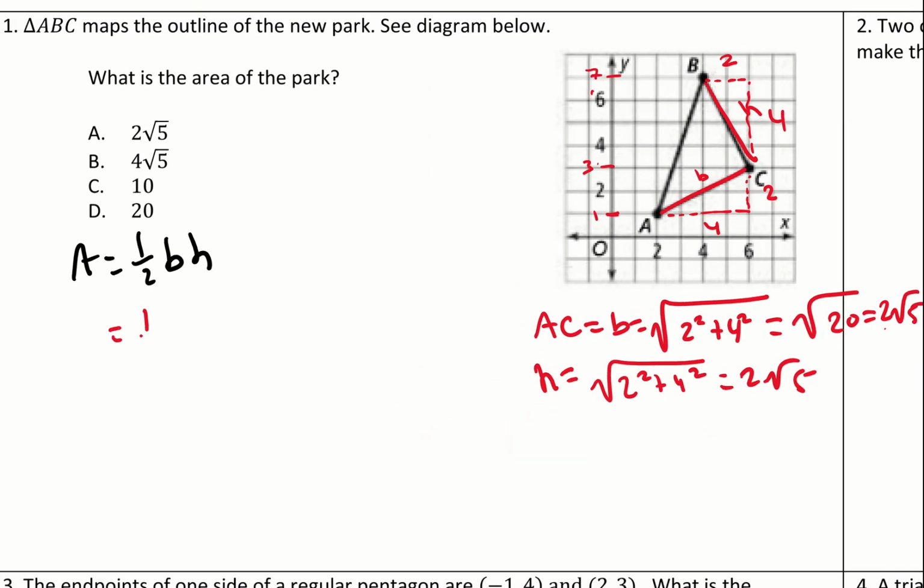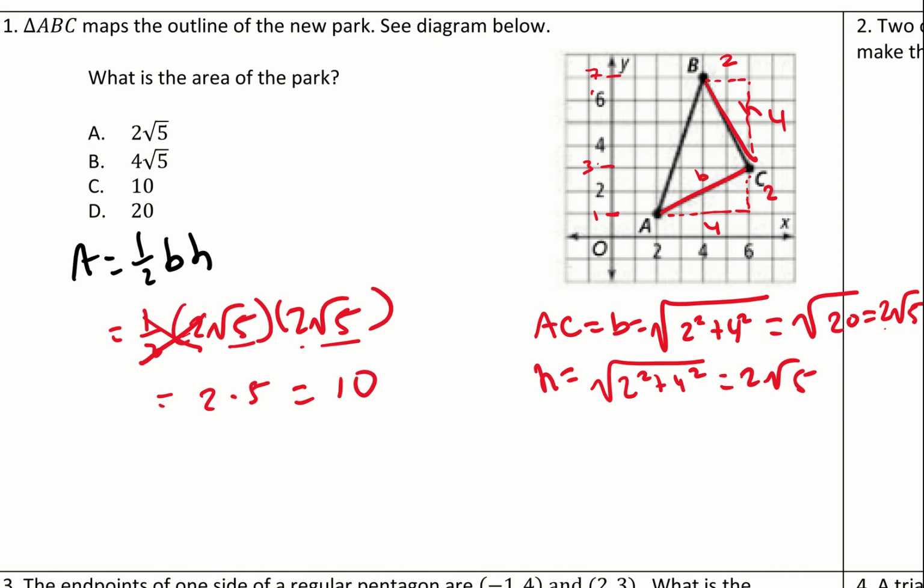So the area is 1/2 times 2 square root of 5 times another 2 square root of 5. Now half of 2 is 1. And square root of 5 times square root of 5 is 5. So you get 2 times 5, which is 10.